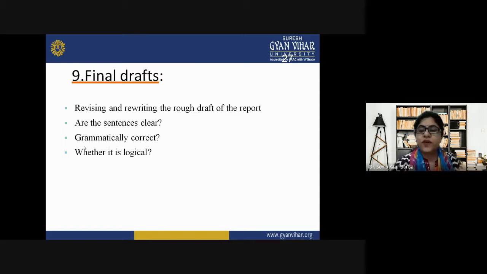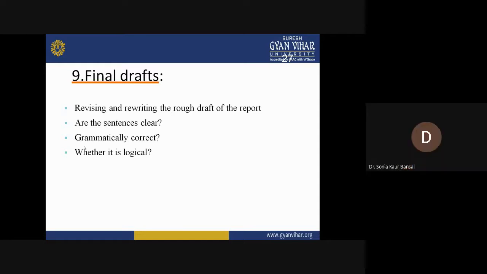Now let's discuss final drafts. The final draft is about revising and rewriting the rough draft of the report. Go through it properly and attentively: are the sentences clear, are the sentence structures proper from the grammatical point of view, and is the sequencing logical or not. In the final draft you have to check all these things before submitting.